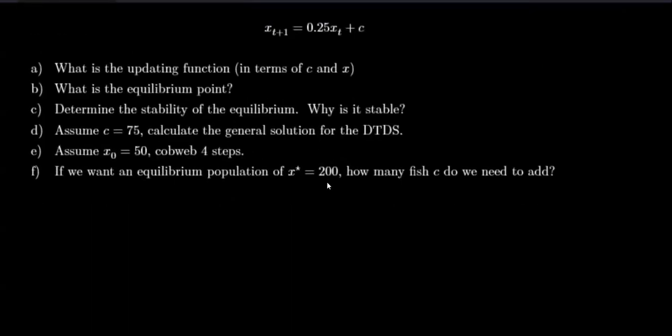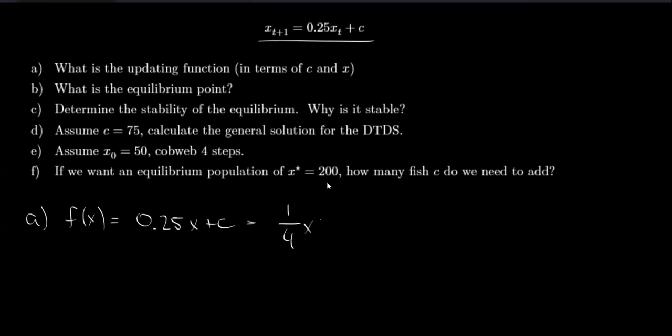All right, what is the updating function? So our system is right over here. So the updating function, we just rewrite this, but we put X's instead. So it's 0.25 X plus C. You could also write it as a fraction, so a quarter X plus C. Either is fine.